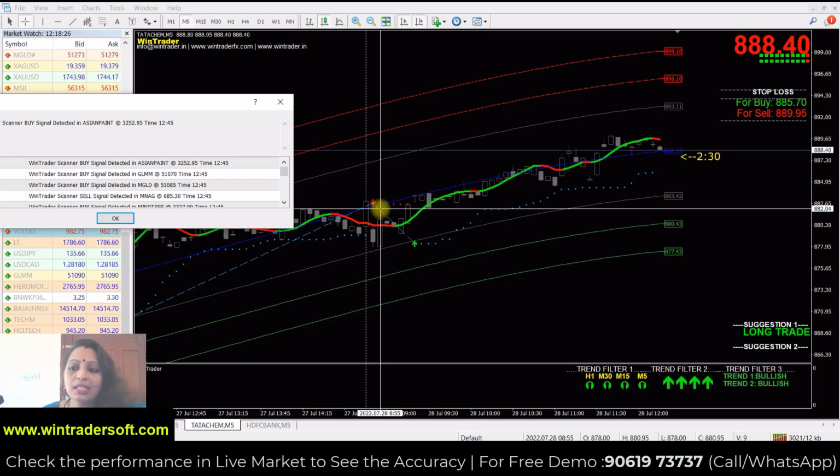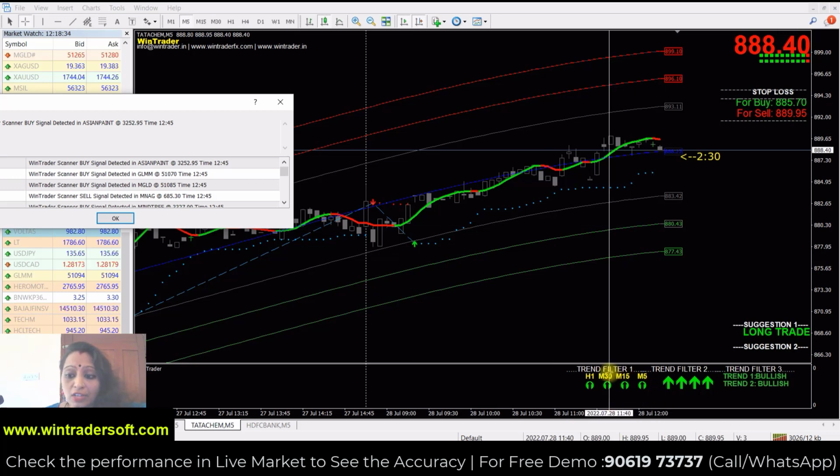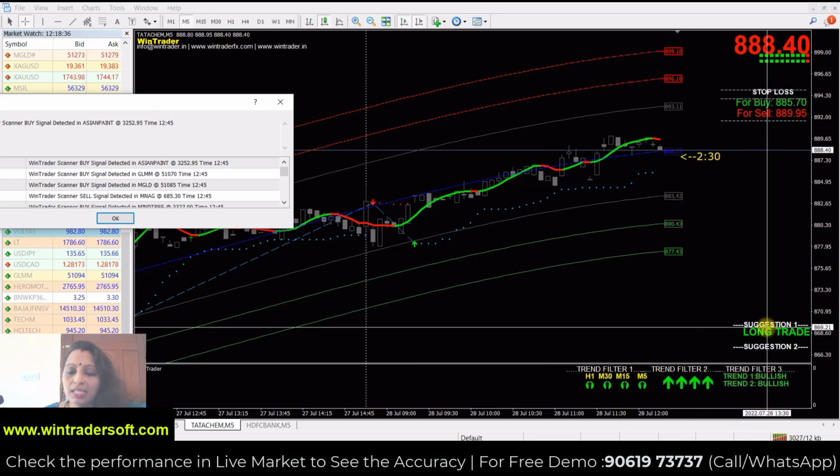Before taking this call, we have to check the confirmation. There are 4 filters in our software in this version. You can see on the dashboard below: trend filter 1, filter 2, filter 3 and the suggestion. If it is a buy signal, I select the time frame 5 minutes, as per intraday. So this is a 5 minute time frame chart.